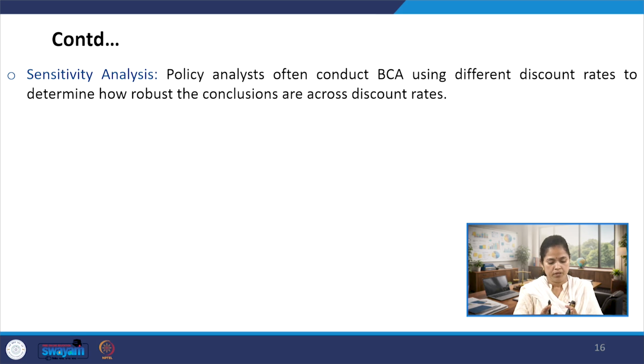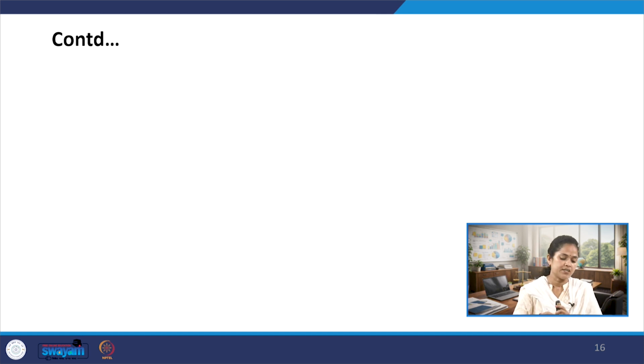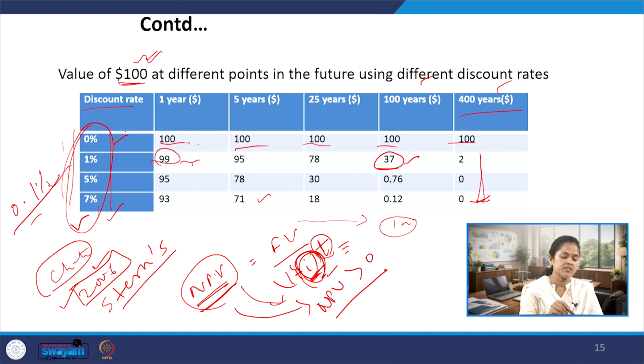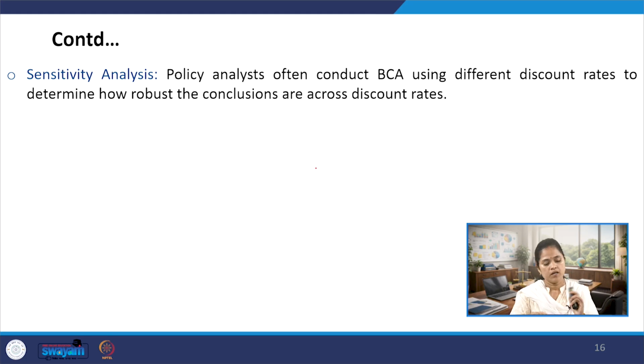Many times policy analysts conduct the benefit cost analysis using different discount rates. As I told you, if you are using 0%, what would be the repercussion? What would be the present benefit and cost of the future benefit and cost? And as a result, what would be the decision? If the discount rate is 7%, then what would be the decision? The sensitivity analysis here can be done by using different discount rates to determine how robust the conclusions are across the discount rates.